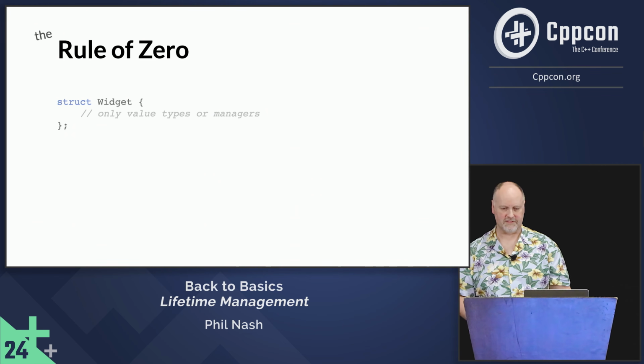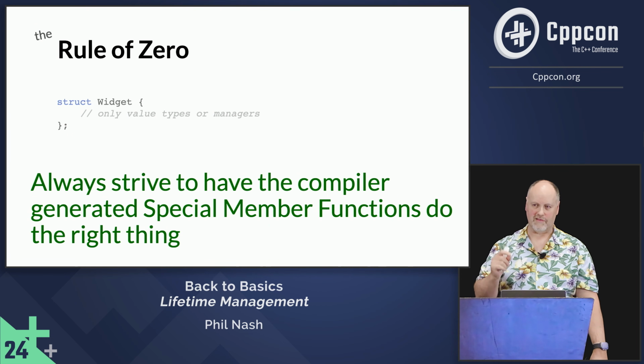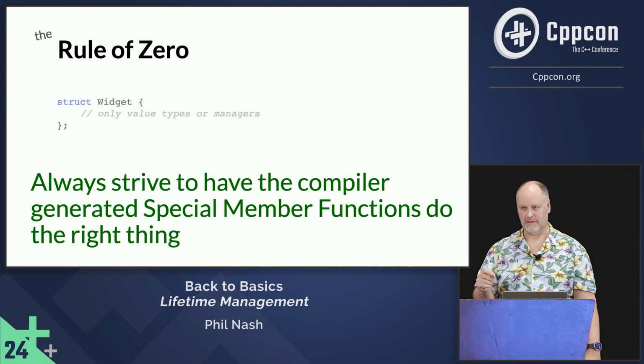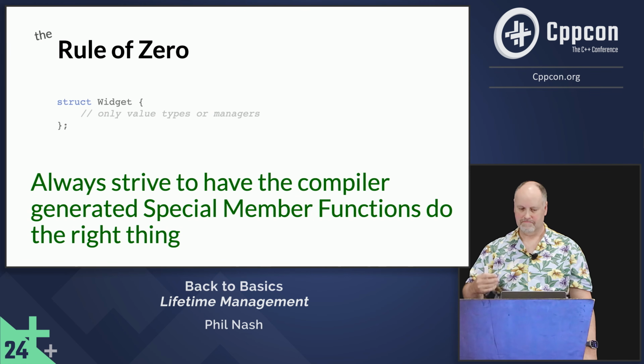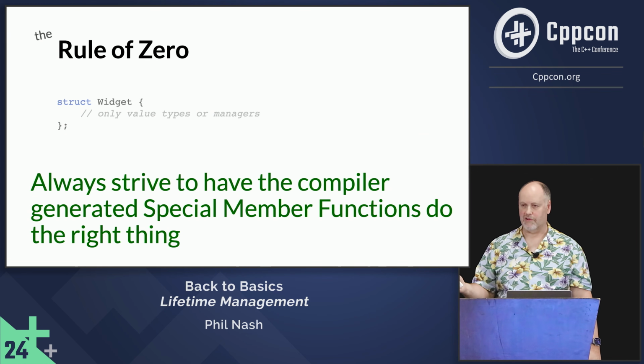Because the rule of zero says, well, in summary, always strive to have the compiler-generated special member functions do the right thing. And if you only have value types and managers, the compiler-generated special member functions will do the right thing. You won't have to worry about them.